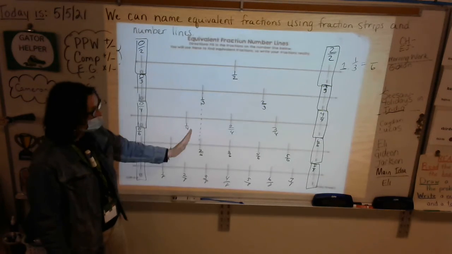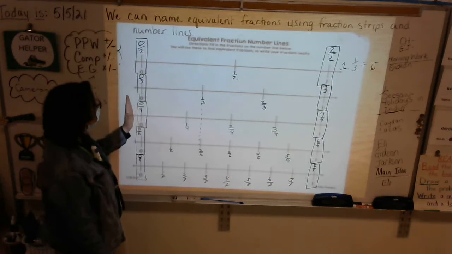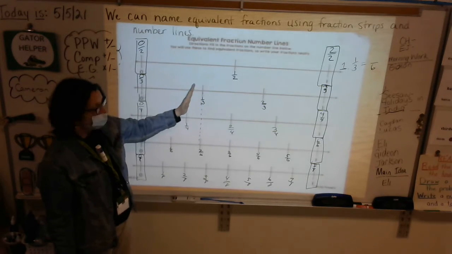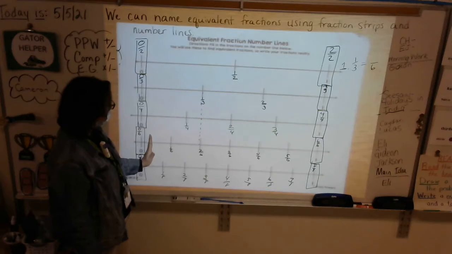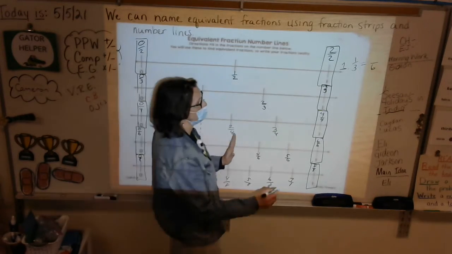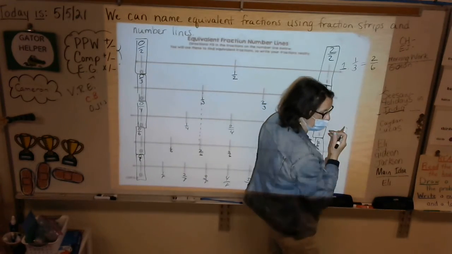2 6ths. There's the same point on the number line. They're the same distance from 0. 1/3, we go this far on the number line. 2 6ths, we go this far on the number line. So 1/3 equals 2 6ths.